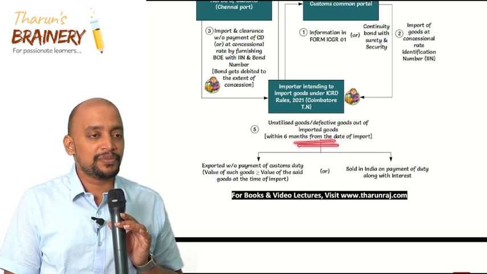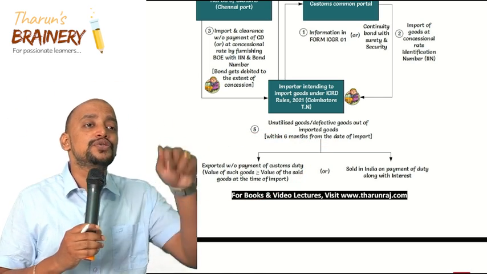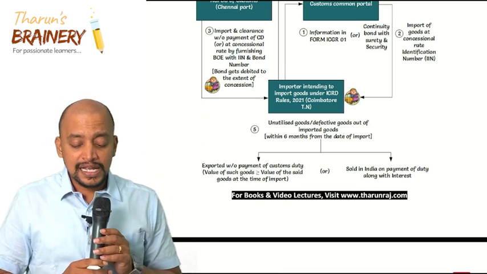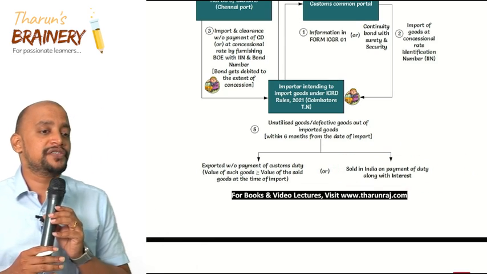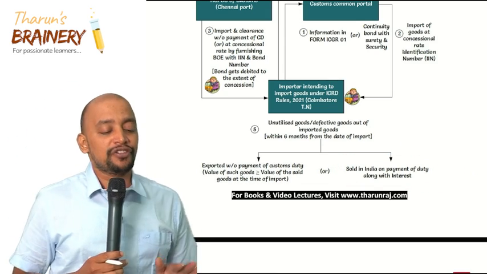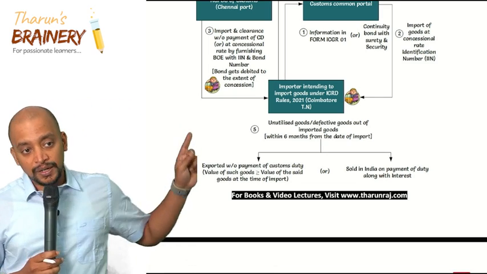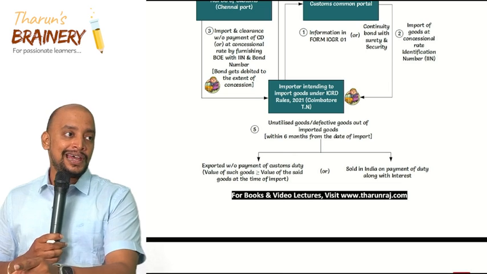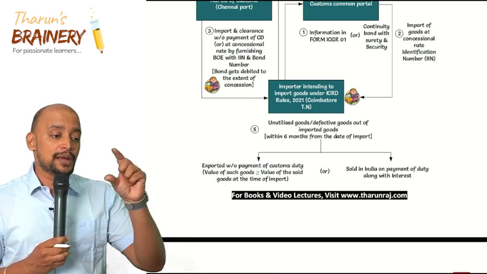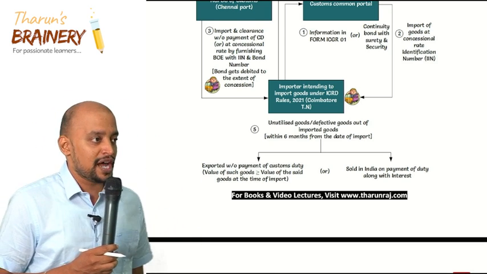Within 6 months from the date of import, either export those goods back, because these goods enjoyed the exemption, or sell it in India on payment of customs duty along with interest. Again, I am repeating, you imported it for a particular purpose. You did not use it for that purpose. Either export it back or you sell it in India upon payment of customs duty along with interest. And what is the time limit within which you need to do that? 6 months. Or use it for the purpose for which you have imported.